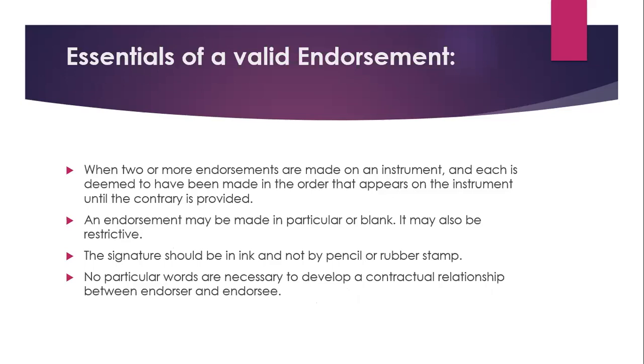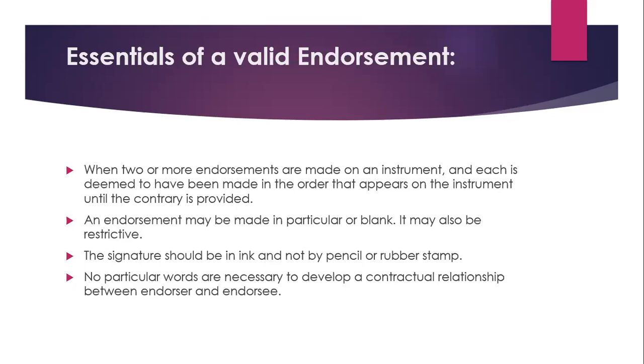When two or more endorsements are made on an instrument, each is deemed to have been made in the order that appears on the instrument unless the contrary is proved. An endorsement may be made in particular or in blank. It may also be a restrictive endorsement. The signature should be in ink and not by pencil or rubber stamp. These are basic hygiene factors. No particular words are necessary to develop a contractual relationship between endorser and endorsee. So it's not necessary that you need to.